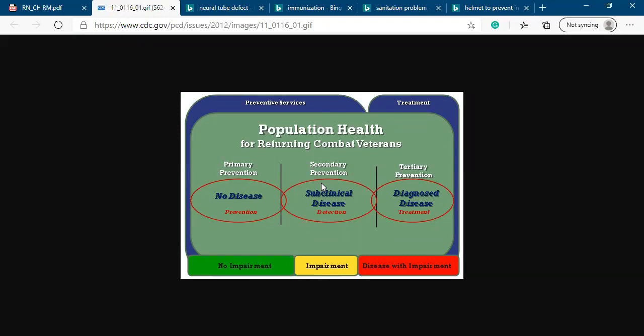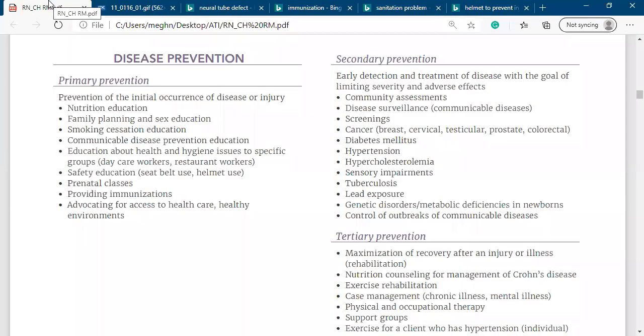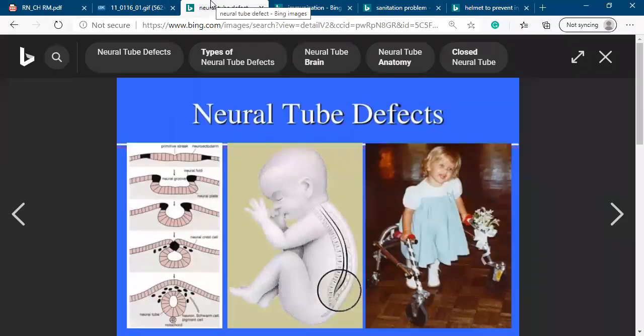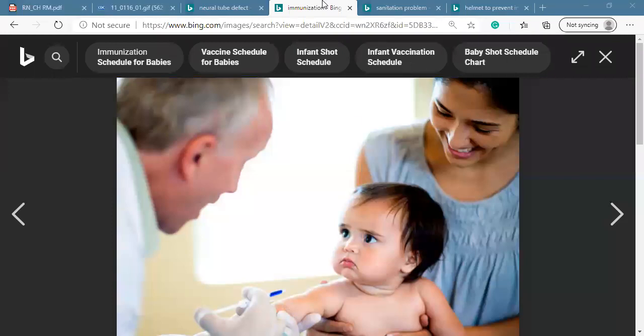And no impairment. As an example, when a mother is pregnant, she has to go for prenatal care. Why? Because she wants to prevent any kind of complication during pregnancy. For example, if she takes folic acid, she can prevent neural tube defects. So this is primary prevention. Like when the baby is born, we give immunization. So immunization is a primary prevention.